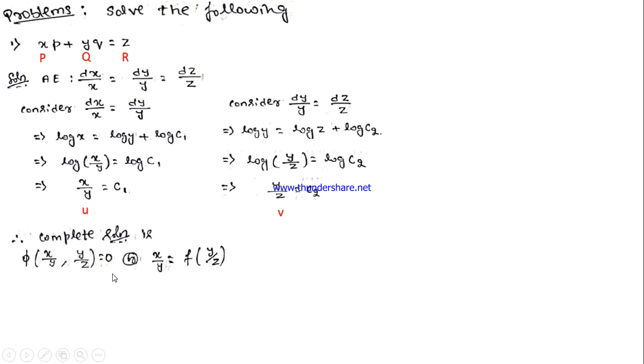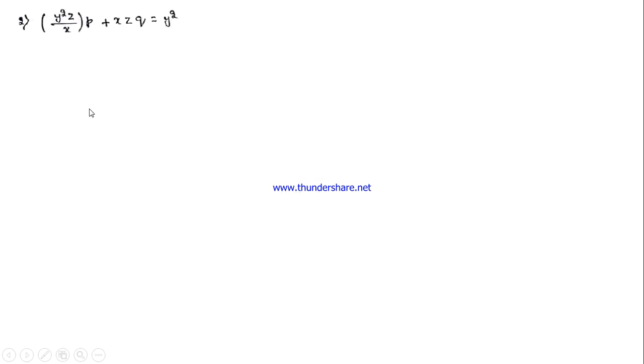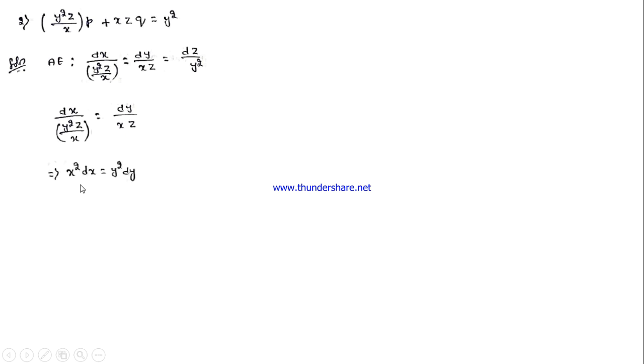Okay, let me try to understand it better through one more example. It's in standard form. Write your auxiliary equation. Now consider the first two ratios. Here z cancels, y square comes here, x goes to the numerator here, and even this x comes there, so that becomes x square dx equal to y square dy. You can note it is once again in variable separable form. Function of x into dx, function of y into dy. Go for the integration. That gives x cube by 3 equal to y cube by 3 plus some constant divided by 3. Multiply throughout by 3. And your solution is x cube minus y cube equal to c1.